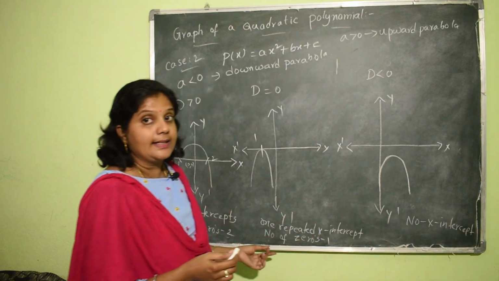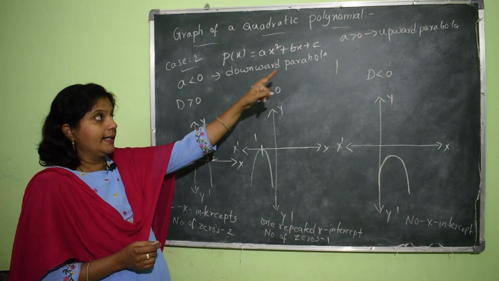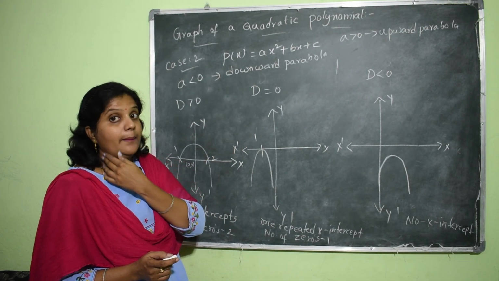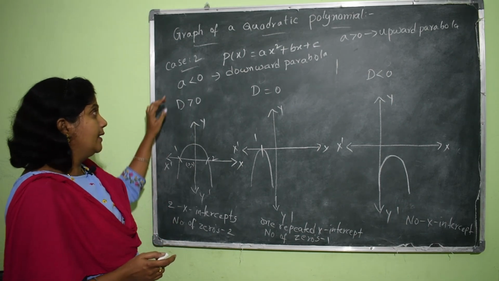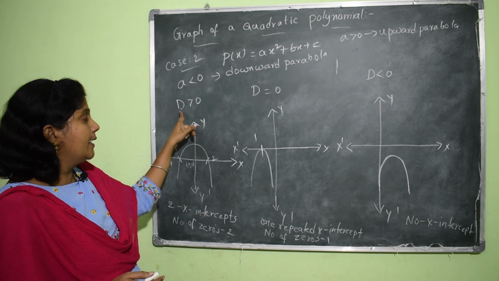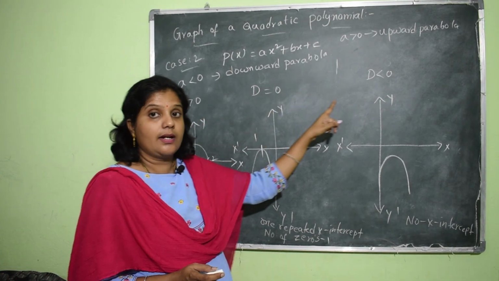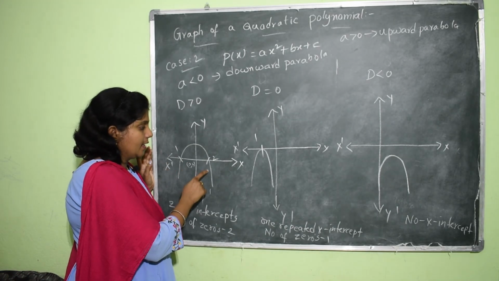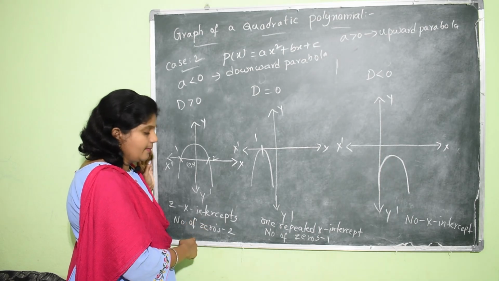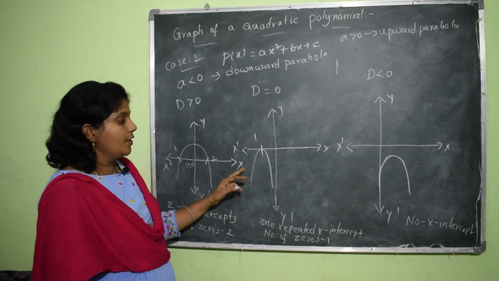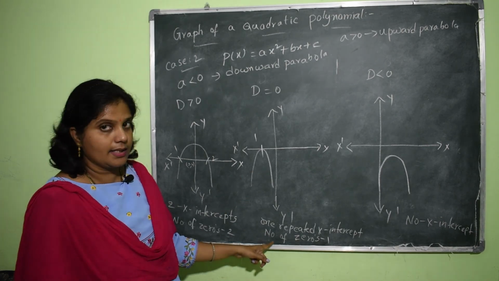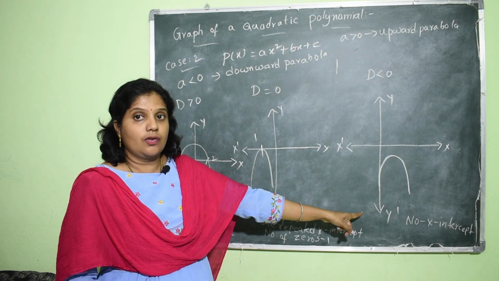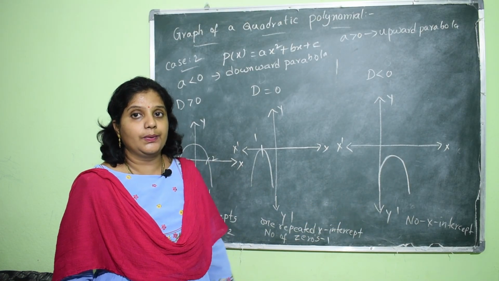Okay. Let's discuss one more time. When a is greater than 0, we will always get an upward parabola. When a is less than 0, we will always get a downward parabola. In the a less than 0 condition, again we get 3 cases: d greater than 0, d equal to 0 and d less than 0. In the d greater than 0 condition, we get 2 x-intercepts, 1 and 2, so the number of zeros is 2. In this condition, we get only one x-intercept, so the number of zeros is 1. In this condition, we are not getting any x-intercept, so no x-intercept means the number of zeros is none. Okay, understand?